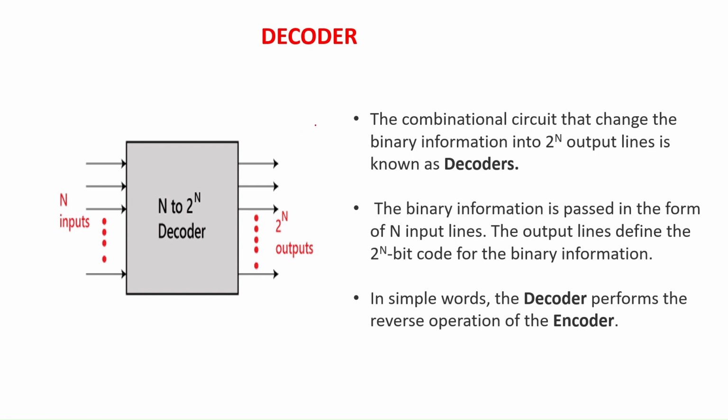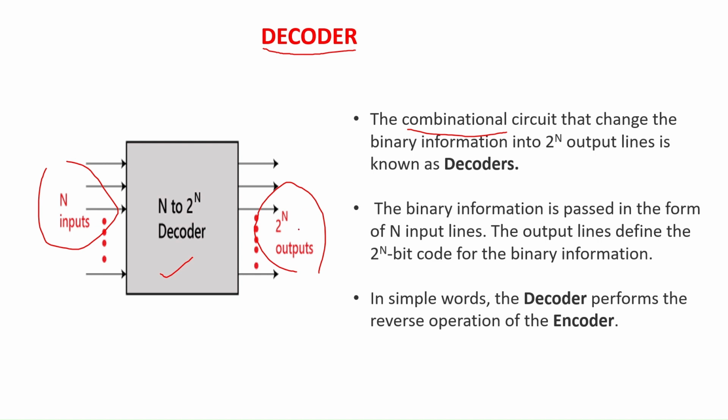Hello everyone, in this video we are going to discuss the decoder. Generally, a decoder is a combinational circuit that changes n inputs into 2 power n outputs. The decoder accepts n inputs and converts those n-bit inputs into a 2 power n bit output. Generally, the decoder is used on the receiver side.